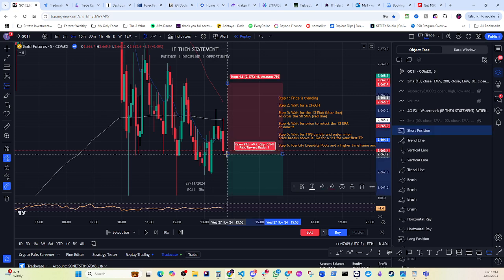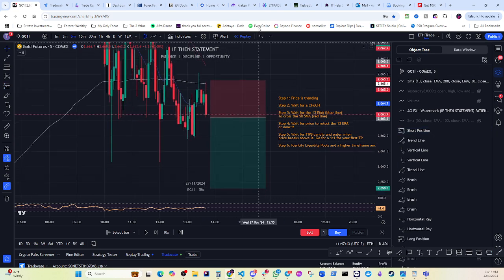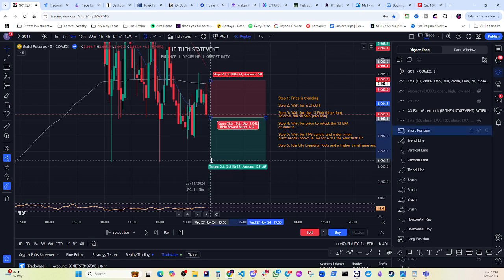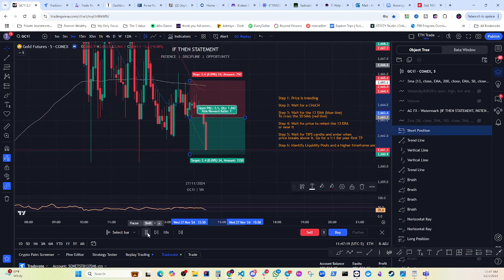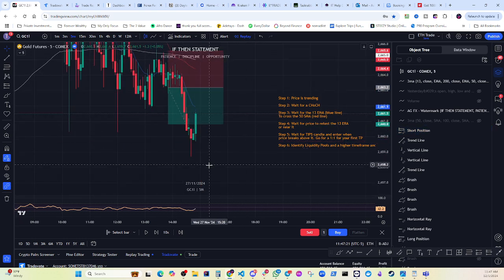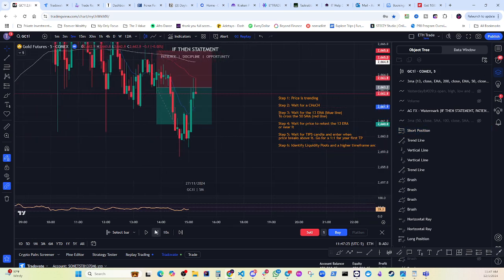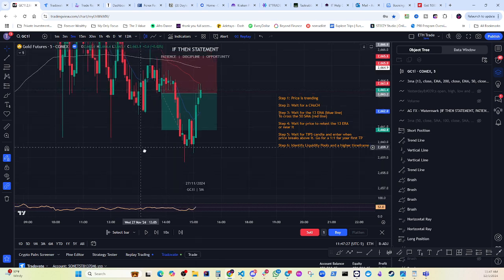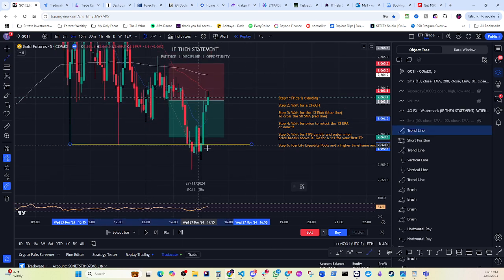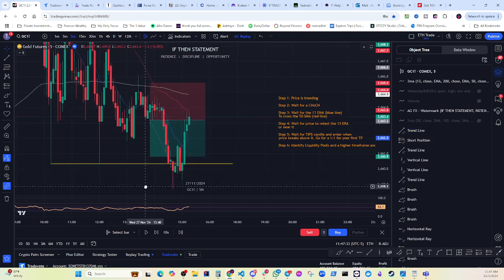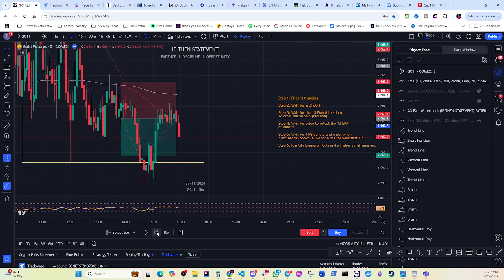I'm going to enter for a short, stop loss right above that wick, look for a 1-to-1. Boom. Let's look. So look how when it swept this liquidity, look how it's pulling back. Just keep that as food for thought.